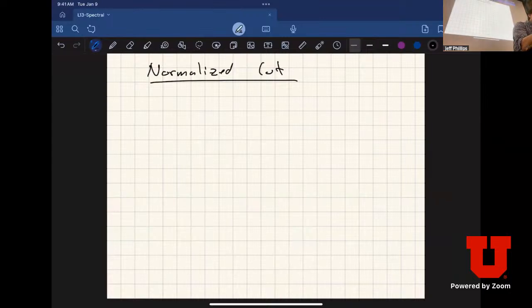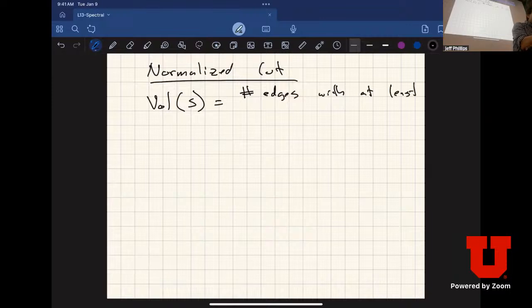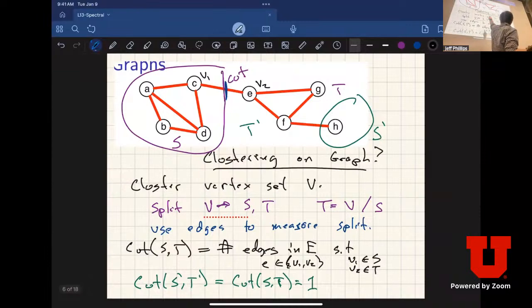Okay, so how do I define normalized cut? I need to look at what I call the volume of a subset, which is kind of like the density. It will be the number of edges with at least one endpoint in S.